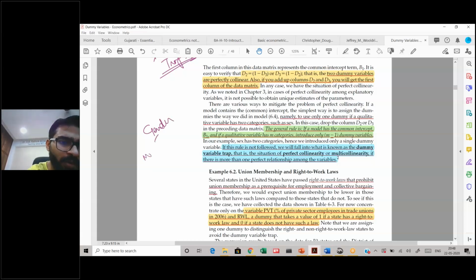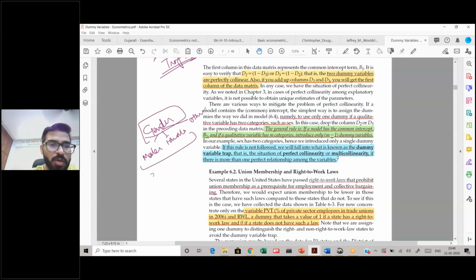Gender can take male, gender can take female, and gender can take others. If a particular categorical variable can take three values, then at max you will introduce two dummy variables. We will see how we will introduce two dummy variables. So essentially what we will do is that we will have yi is equal to beta 1 plus beta 2 d2i plus beta 3 d3i plus u1.